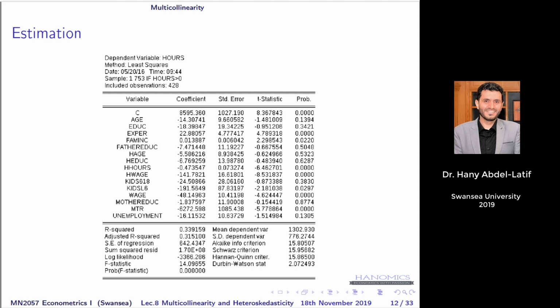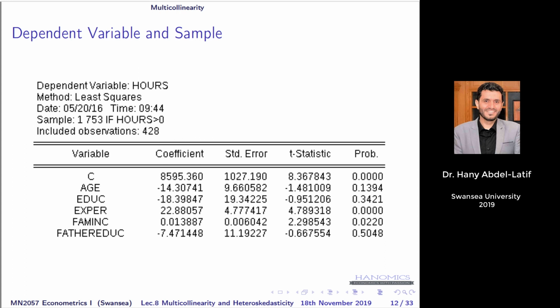So this is the estimation. I don't think it's very clear, so I'm just zooming in. Okay, so you don't have to worry about the slide that I just skipped. I'm just zooming in on that table. This is the estimation in EViews, and if you notice, the dependent variable is the number of hours a married woman works.